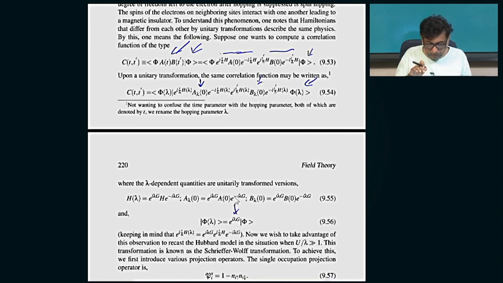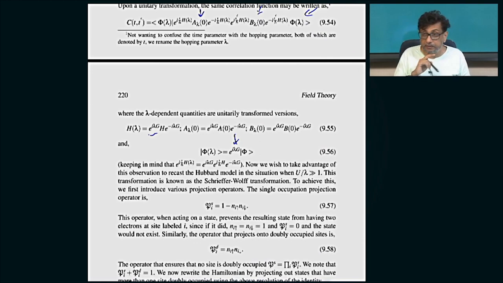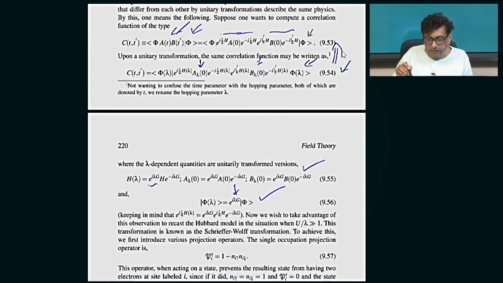So, if e raised to i lambda g, where g is the generator of the unitary transformation, is the unitary operator which implements that transformation, then clearly it is just a mathematical identity for you to substitute 9.55 and 9.56 into 9.54 and verify that 9.54 is exactly going to reduce to 9.53. Okay, so it's a trivial activity. I'm not going to do it.